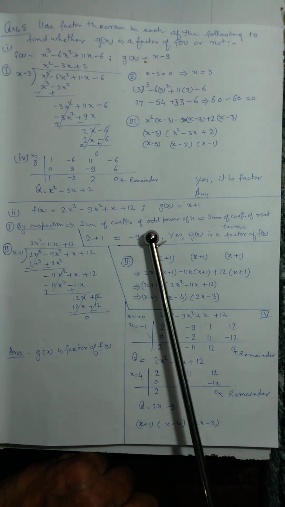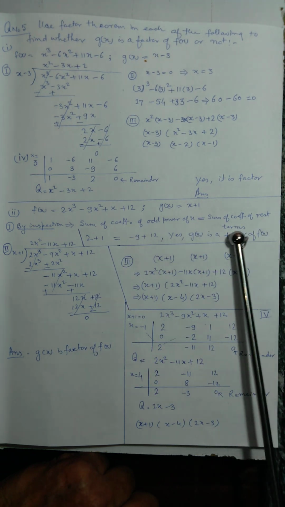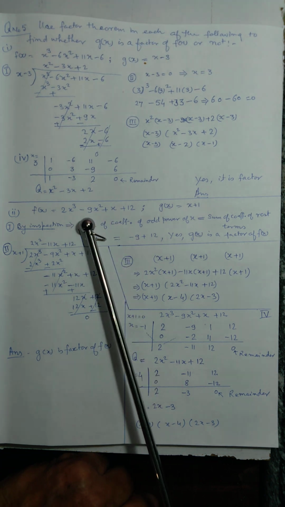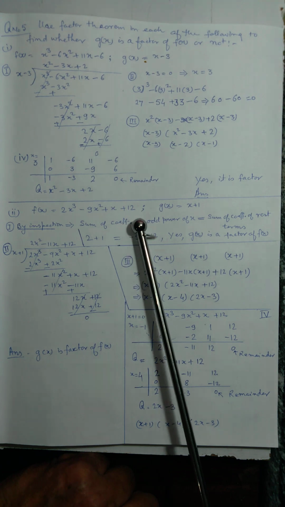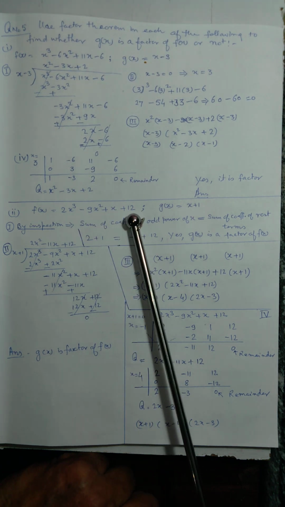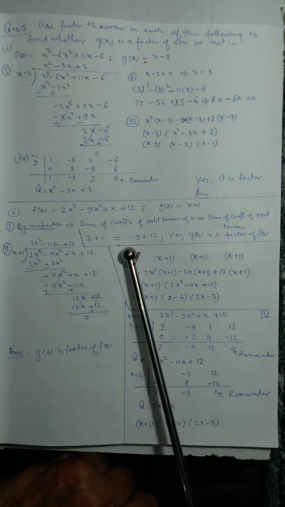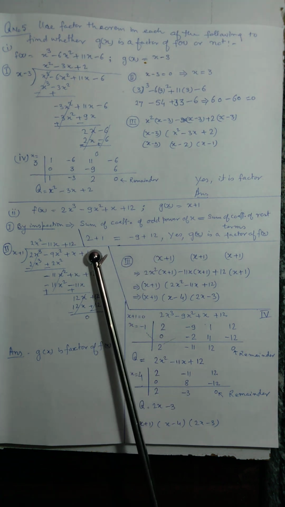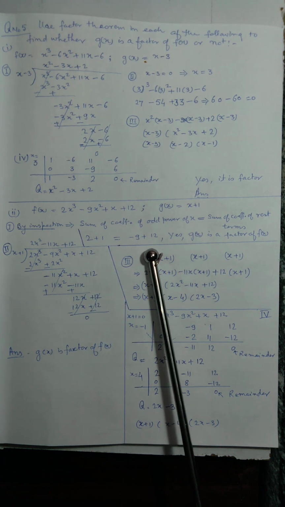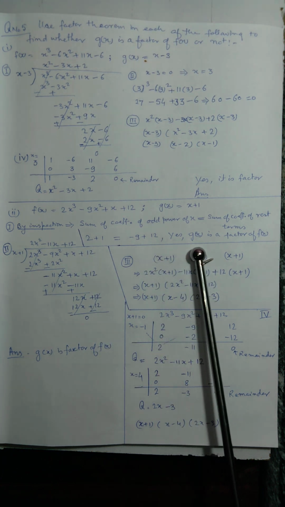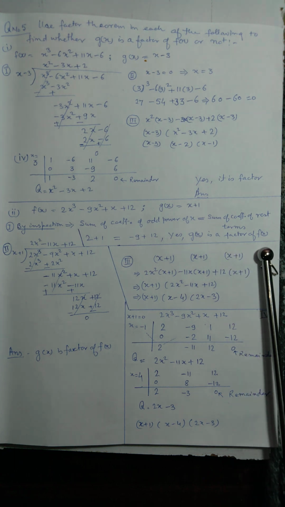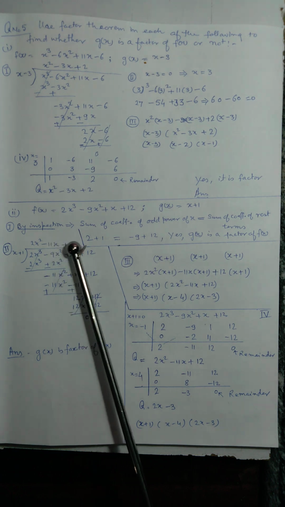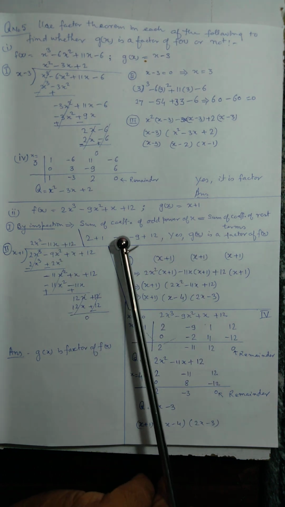So 2 plus 1 is equal to 3. Now, the sum of the coefficients of the rest of the terms means, leaving the odd powers, you have to add the coefficients of the rest of the terms, that is minus 9 plus 12. Here I have written minus 9 plus 12. So we are getting that the left hand side is 3, and the right hand side is also 3. Yes, g(x) is a factor of f(x). This is one of the methods. By inspection you can tell in a very short time.